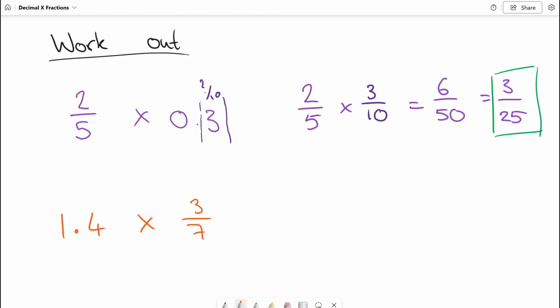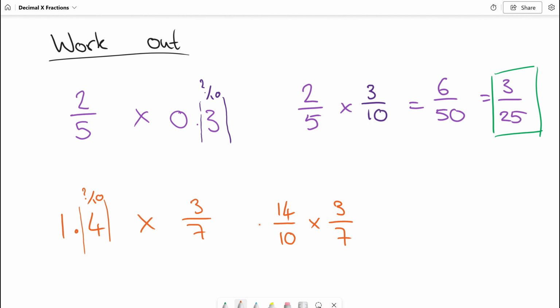Got 1.4 times 3 over 7. Now we're going to keep 3 over 7. We're going to convert the 1.4. Now it looks a little bit different because there's no 0 point, but it's the same principle. So let's do our little lines. It's question mark over 10. The furthest column we have is question mark over 10. And then we literally just write everything else, except for we just don't put the decimal in there. So it's 14 over 10.